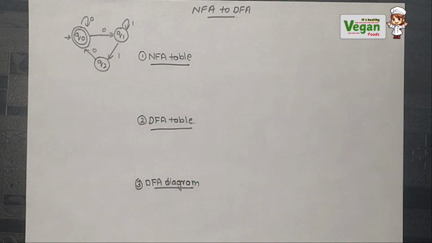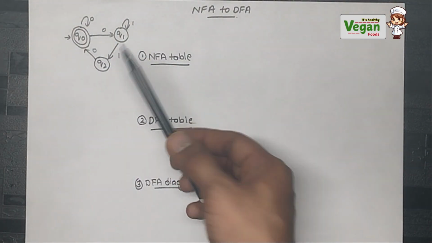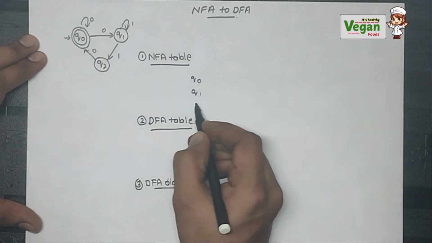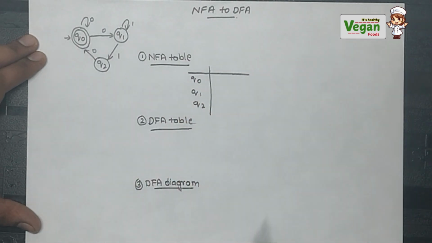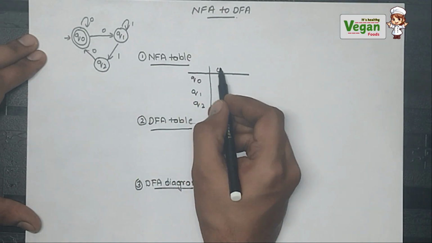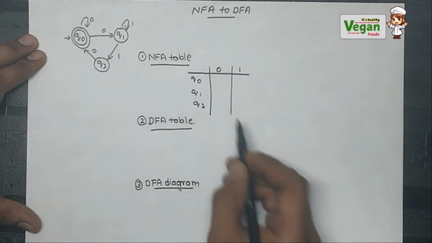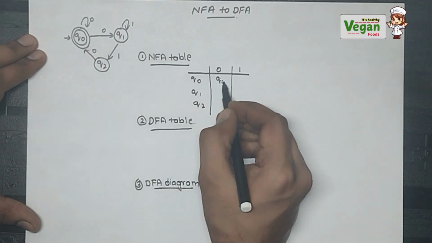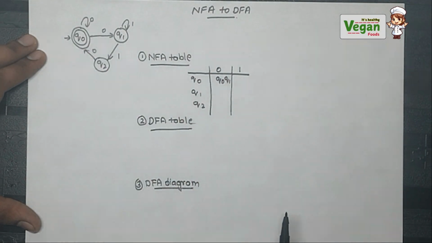So, how to write the NFA table: how many states are we having? Q0, Q1, Q2. So, total 3 states we are having. Q0, Q1 and Q2 are my states. Next, what are the inputs? That is 0 and 1. So my two inputs are 0 and 1. So for Q0, for 0 it is going to Q0 itself, and it is also going to Q1. Q0 and Q1 are the answer.